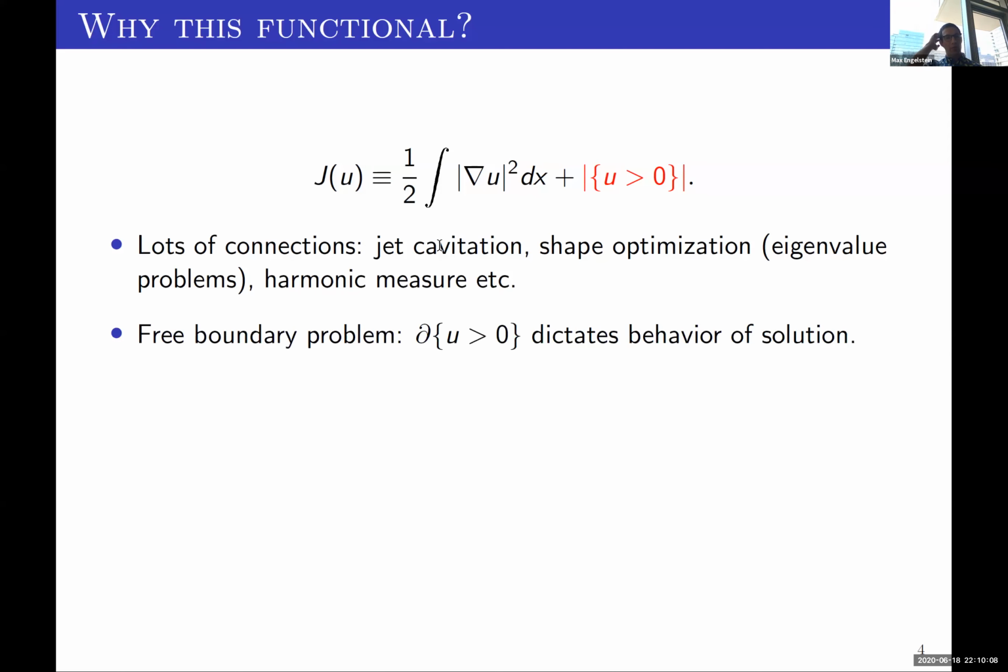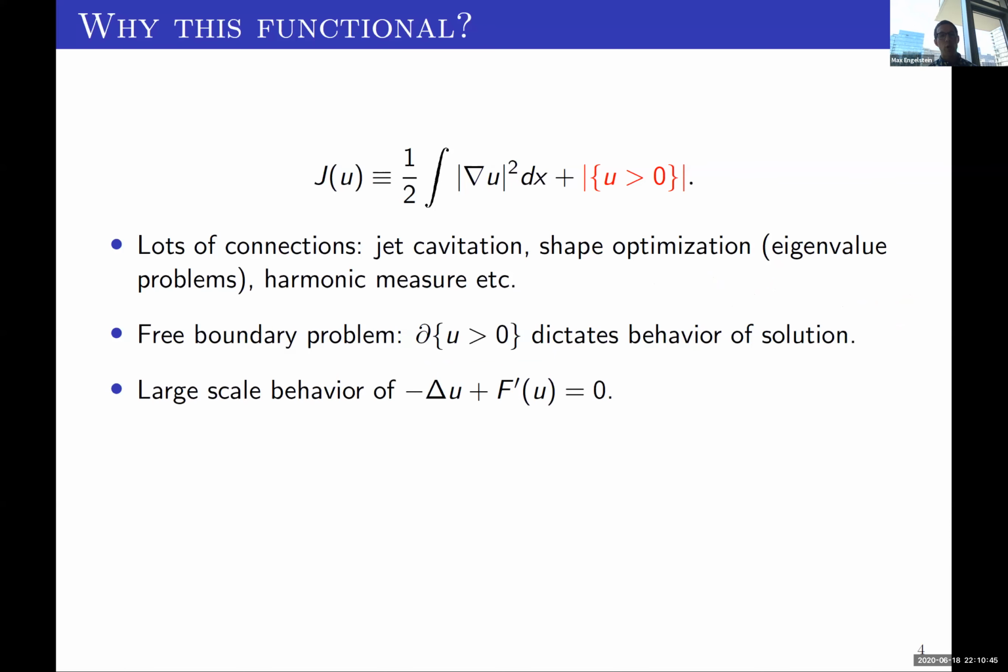This is also a prototypical free boundary problem. The behavior of this set sort of dictates the behavior of the solution, and that makes sense, right? We remember that u is harmonic when it's positive, and u is equal to 1 on the boundary of this set. So if this set is smooth, then you can use standard PDE techniques like the Hodograph transform or whatever to show that u is as smooth as this free boundary is. So this is one of the other reasons why we care about this functional.